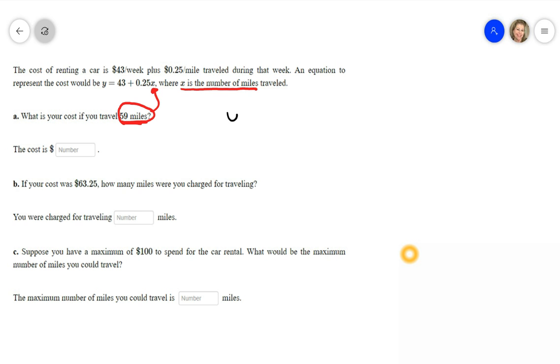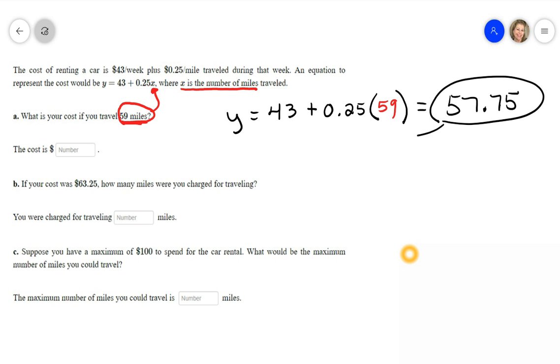So y is going to equal 43 plus 0.25 times, and they went 59 miles. And I'm just going to grab my scientific calculator, which is programmed to do order of operations, and just type 43 plus 0.25 times 59. And I get 57.75. And Mobius already has the dollar sign, so you just type the number in there.